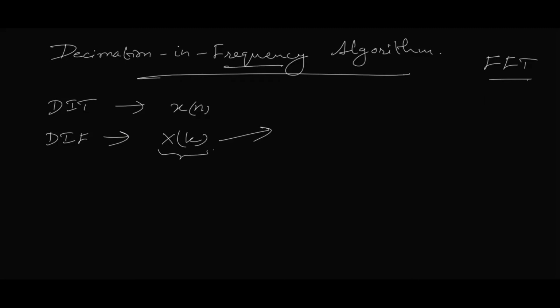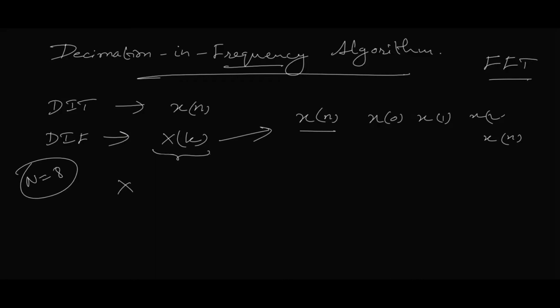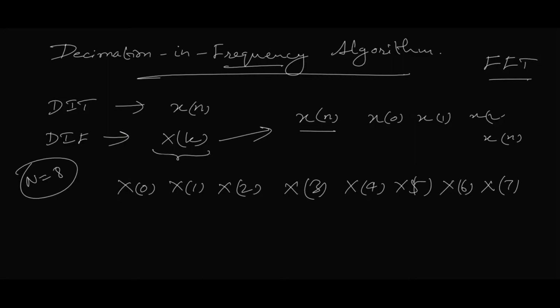That means your input samples, the samples of x[n], will be in natural order. It will start from x0, x1, x2, and carry up to x[N-1]. But the output samples X[k] will be decimated. Now, suppose I'm considering N equal to 8, so it will be x0, x1, x2, x3, x4, x5, x6, x7, up to N-1. So this is my sequence.